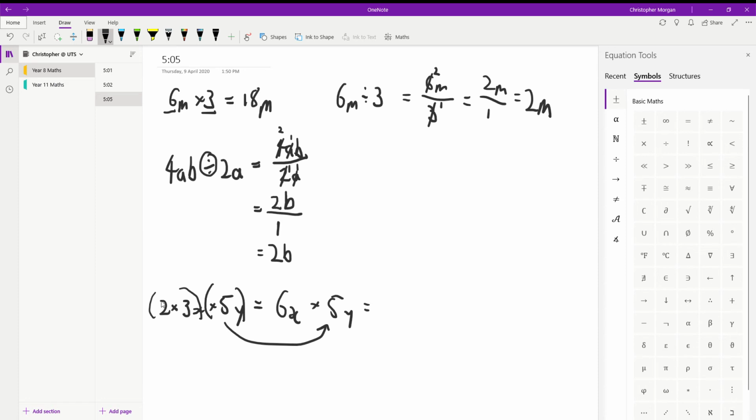So 6x times 5y, well, that will give us 30x, because we multiply by x, and y, because we multiply by y as well. 30xy. You see, by breaking it down into steps, we make it much simpler, and we can work through it methodically. Okay? If you try to jump over steps, you will make mistakes.